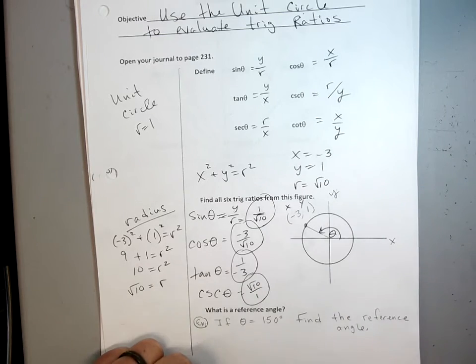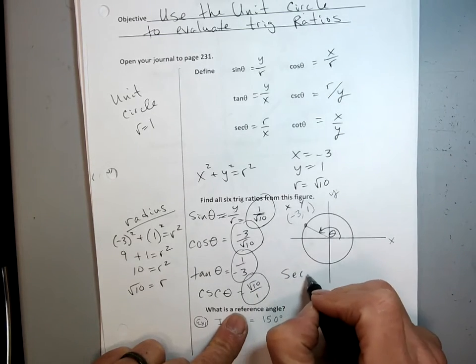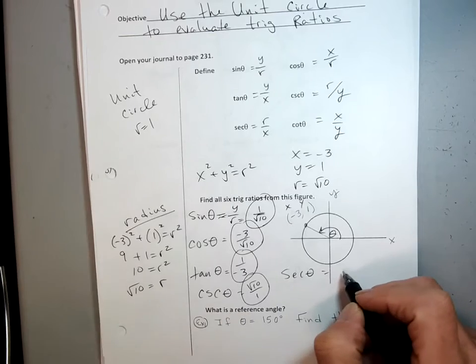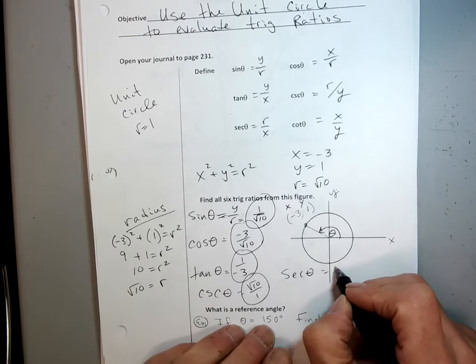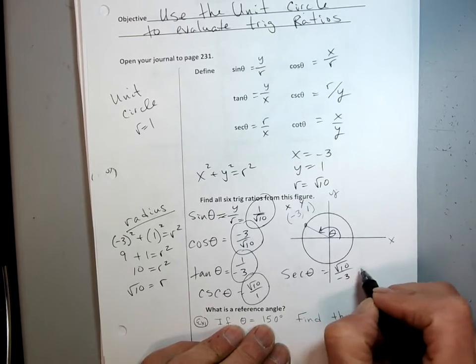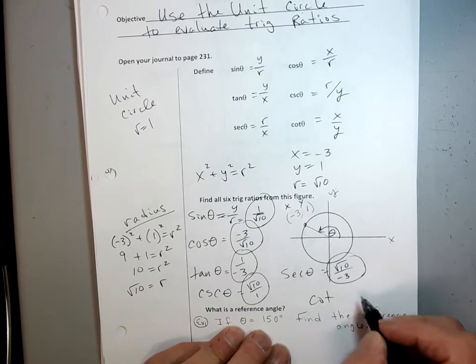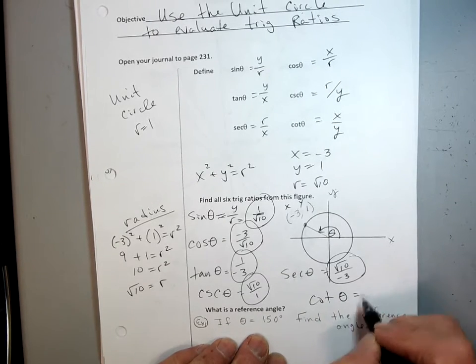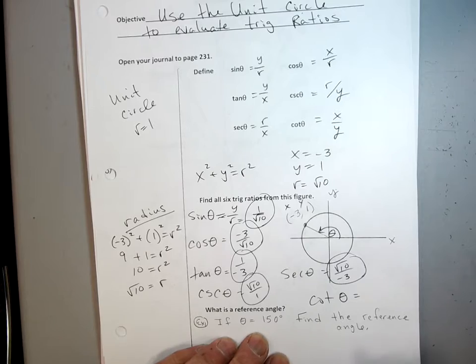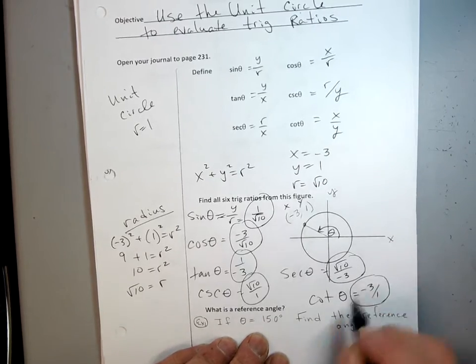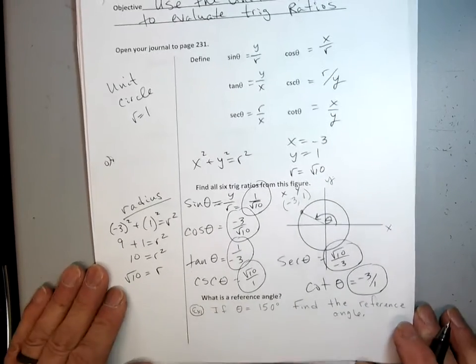Awesome. Okay, secant. Square root of 10 over negative 3. Nice job, awesome. And cotangent finally? Negative 3 over 1. Boom, got it. All right.